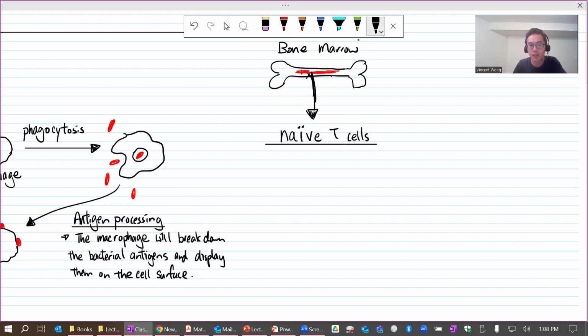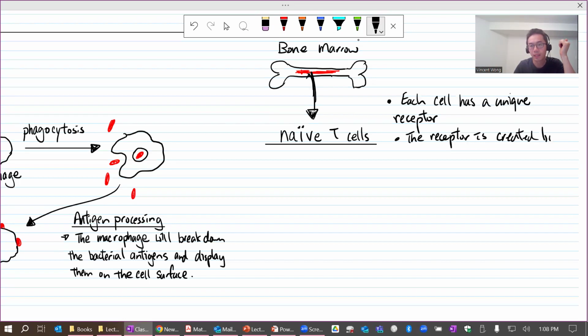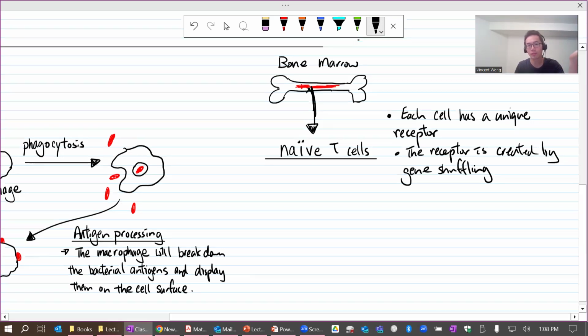Let me give you a little bit of description for it. Each of the naive cells has a unique receptor. The receptor is created by gene shuffling. And I'll explain what gene shuffling is.